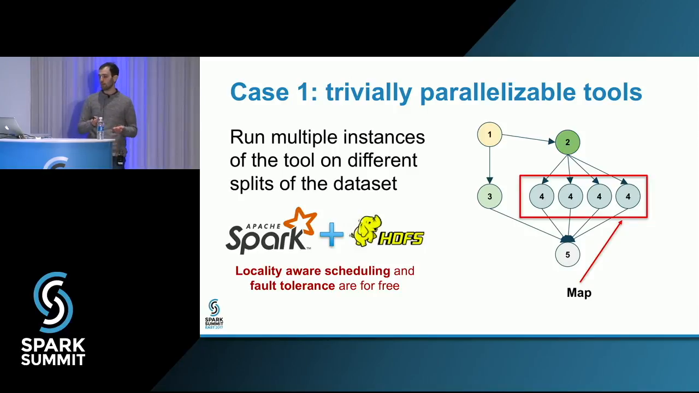Okay? So in the big data community, we call this kind of operation a map operation. And Spark and HDFS, as you know, are an excellent solution to run this kind of workloads because we get locality-aware scaling and fault tolerance for free. And by the way, you don't have to use HDFS, any of the supported distributed file systems works well as well.